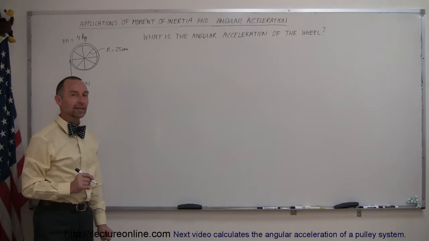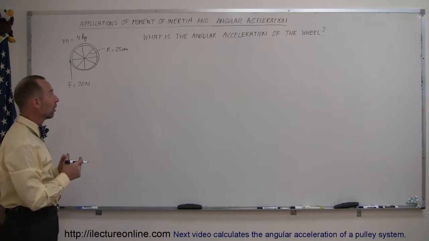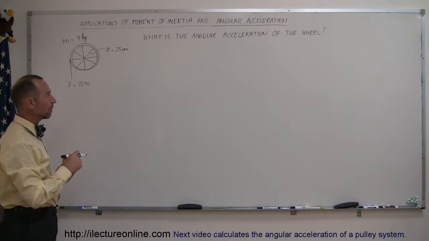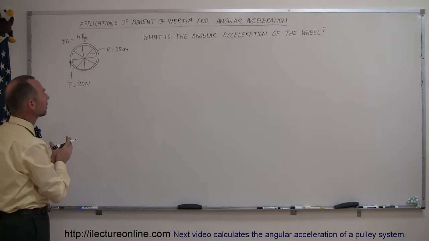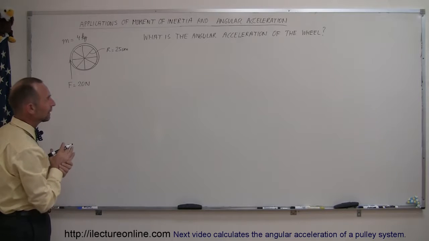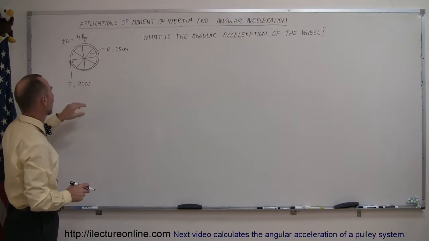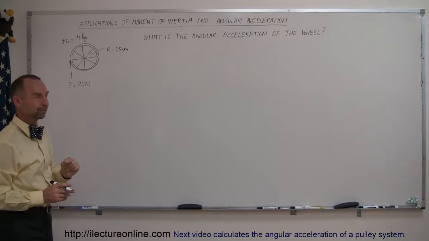Welcome to iLecture Online, and here's a nice little example of how to find the angular acceleration of a real object that has moment of inertia. And the way we approach that, let's take a quick look at our example here. We have a wheel here, and they're asking you to find the angular acceleration of the wheel. The wheel has mass, it has a radius, and we're applying a force tangential to the surface of the wheel.